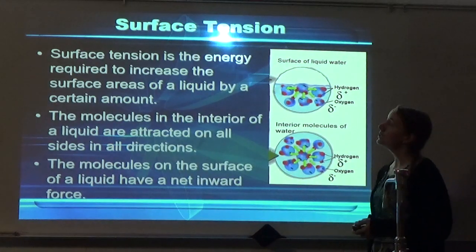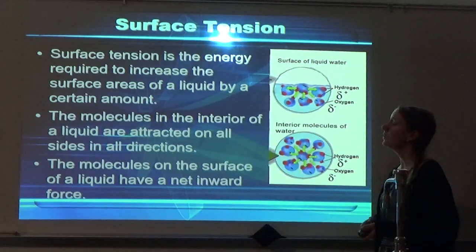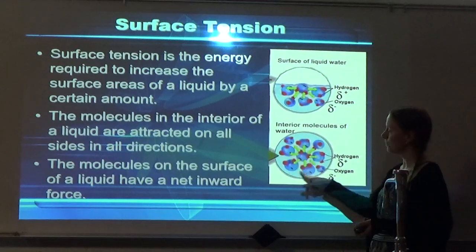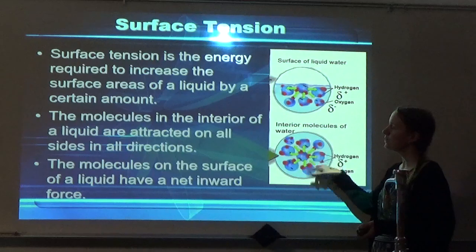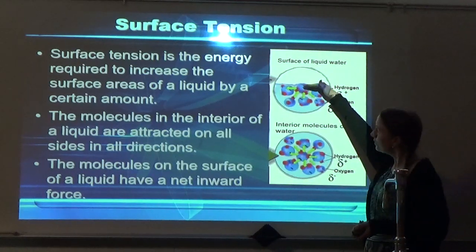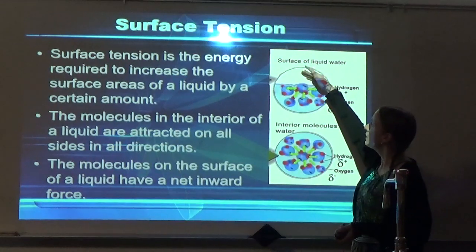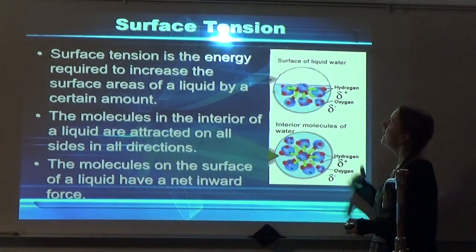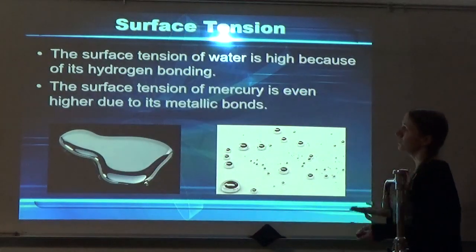Surface tension is the energy required to increase the surface area of a liquid by a certain amount. The molecules in the interior of a liquid are attracted on all sides in all directions. So this is what an interior molecule would look like. So you can see it has intermolecular forces in every direction. The molecules on the surface have a net inward force. So see, there's nothing pulling this molecule upward. It's all pulling it towards the liquid itself. And so these forces affect what the meniscus will look like.